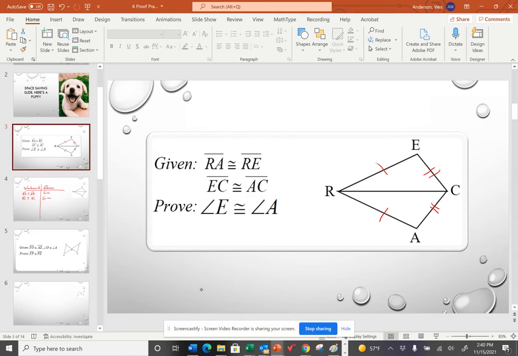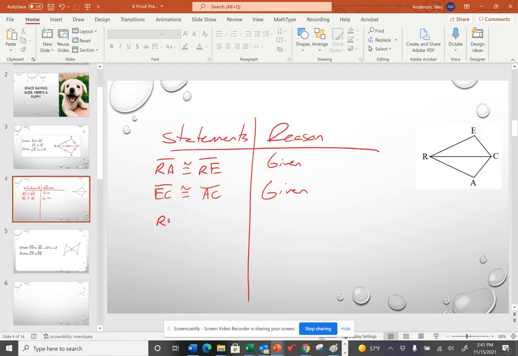Now I'm going to look at this, and once you write your givens, you're then going to try to prove somehow, is there another angle or side of this triangle RAC that matches an angle or side of this triangle RAC? And you can see that they both share this side RC. And that's the reflexive property. We learned that last class, that RC equals itself because it's a shared side. So I'm allowed to write that RC equals RC.